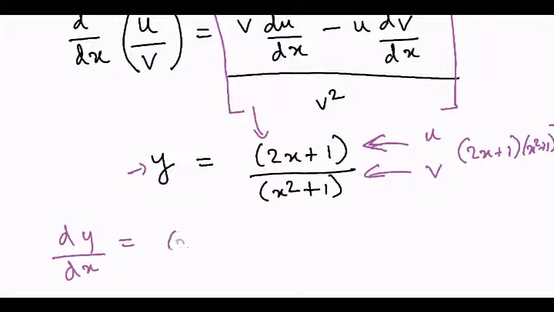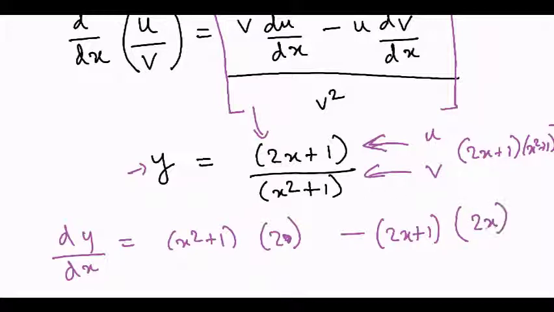So dy/dx is given by v, which is x squared plus 1, times the derivative of the top function, du/dx. The derivative of the top function is easily done, and it's just 2. Minus the first function untouched times the derivative of the second function. The derivative of x squared plus 1 would be just 2x. Now divided by v squared, the square of the bottom function, so x squared plus 1 whole squared.